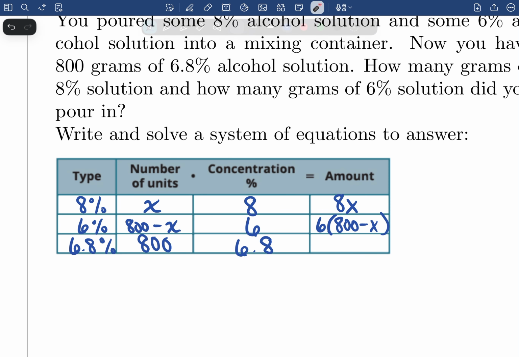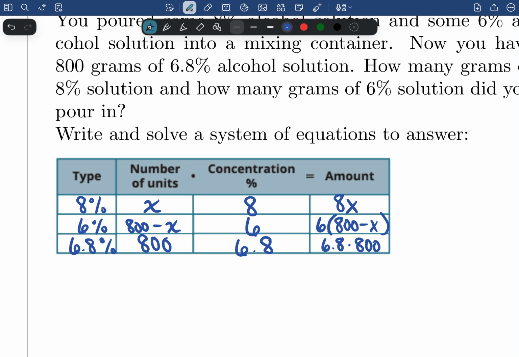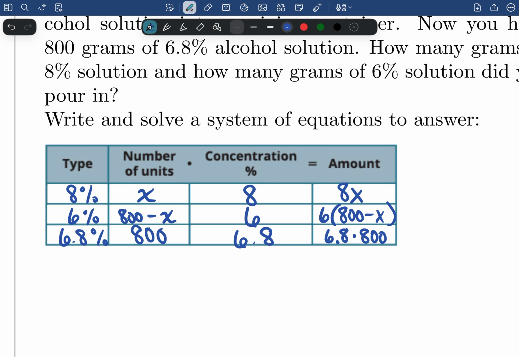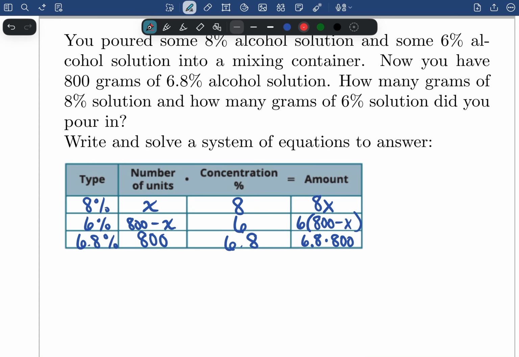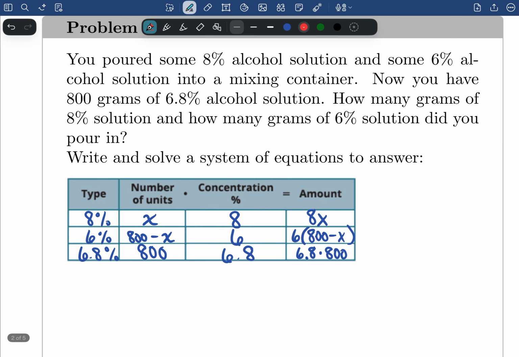And then I can multiply the 800 times 6.8 together. So I'll just keep it like that right now. 6.8 times 800. Okay? Where this is a decimal and this is the multiplication symbol. Great. Now, what's awesome in me organizing all this information is that I now have this column that I can create an equation with. Okay?